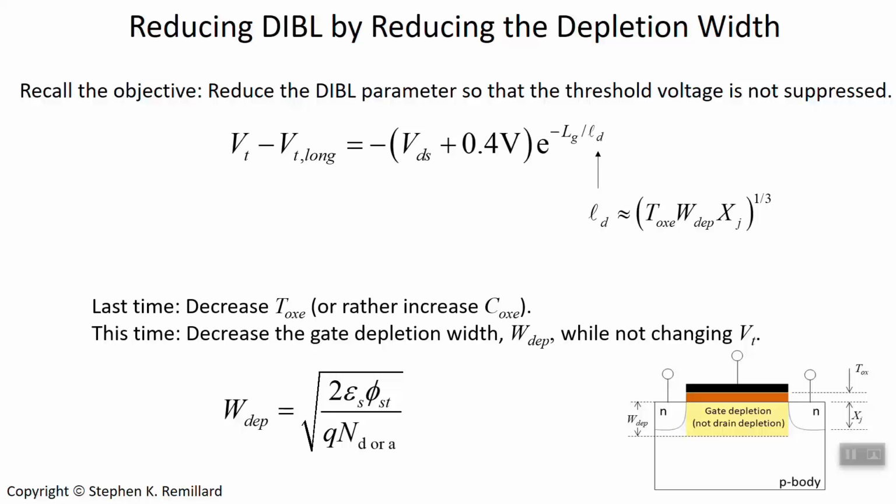Now, the depletion width expression given from Chapter 5 has the surface potential at threshold in it, and it has the doping level. It also has the dielectric constant of the semiconductor, epsilon sub s. When you have a subscript on this E, it means permittivity. When you don't have a subscript on the E, it means electric field.